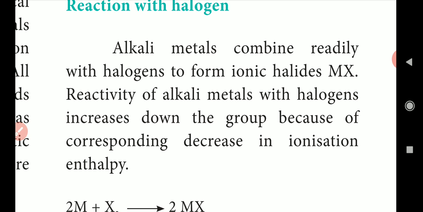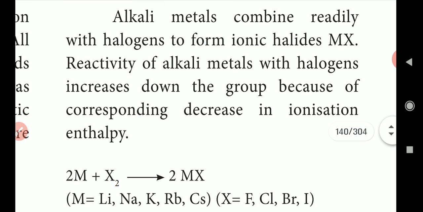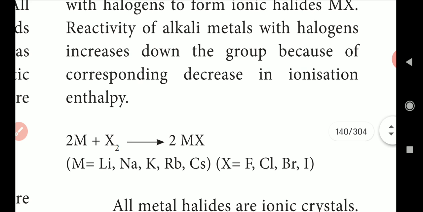The reactivity of alkali metals with the halogens increases down the group because of the corresponding decrease in ionization enthalpy. This is the opposite of the reactivity order for hydrides. The reactivity of the metals with hydrogen decreases as we move down the group, but the reactivity of the metals with the halogens increases as we move down the group because of the decrease in ionization enthalpy.